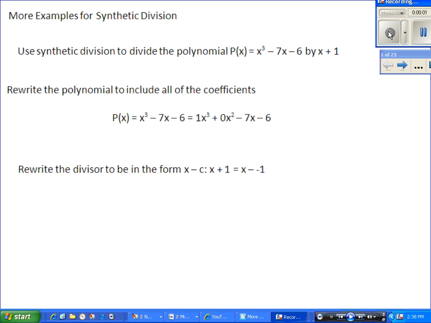Let's look at some more examples with synthetic division. To start with, we're going to use synthetic division to divide the polynomial x cubed subtract 7x plus 6 by the expression x plus 1.